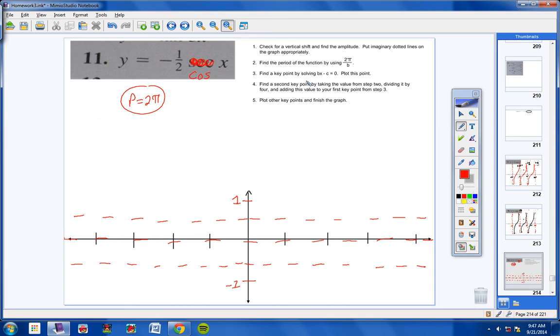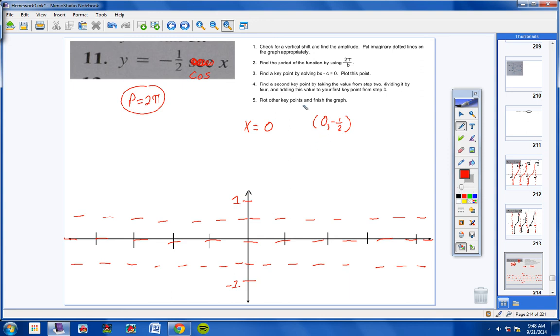Find a key point by solving bx minus c equals 0. So remember, bx minus c is the entire expression that you're taking the cosine of. In this case, it's just x. So bx minus c is x. So x equals 0. Pretty simple, okay? So we know the x value we want to use is 0. So I'm going to put a 0 comma right here. And now let's go and put 0 in for x. So -1/2 cosine of 0. Make sure you're in degrees if you want to be in degrees, or radians if you want to be in radians, up to you. -0.5 cosine of 0 gives you -0.5, or -1/2.